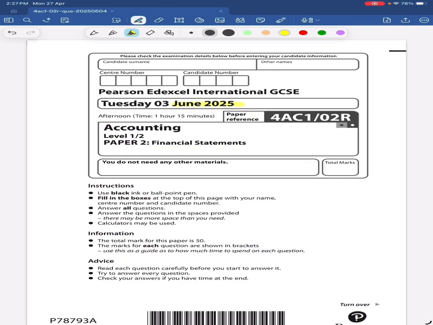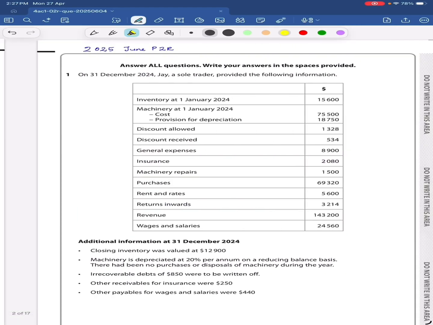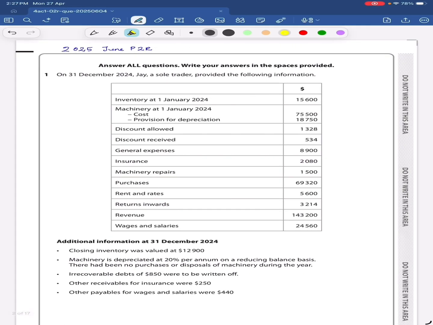June 2025, Paper 2 Financial Statements. Total mark for this paper is 50. On 31st December 2024, J, a sole trader, provided the following information.